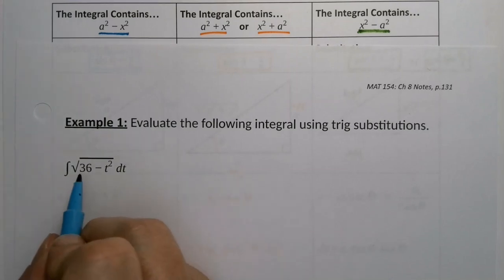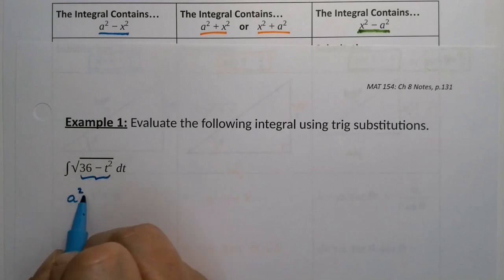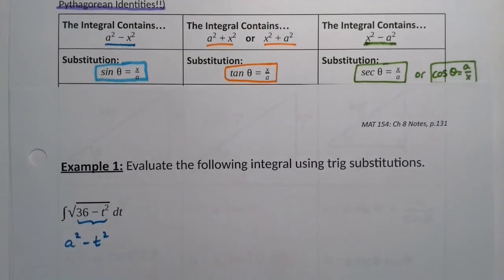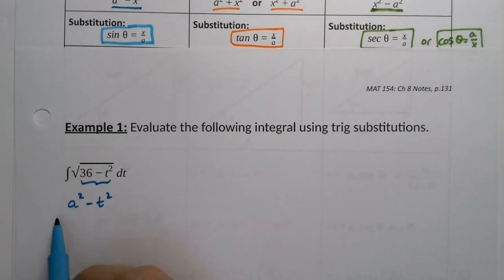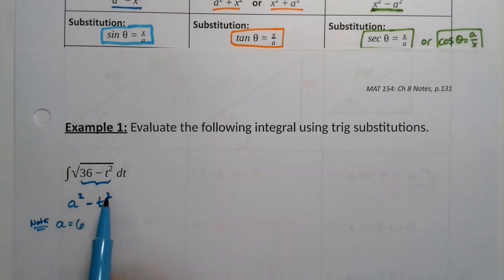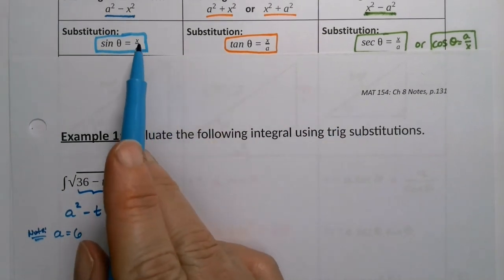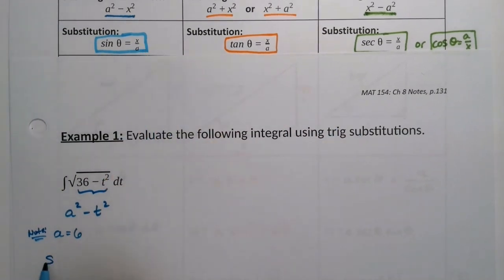Okay, so I notice that this is in the form a squared minus t squared, right? And I'm making it sneaky right off the bat because I'm using t instead of x. So if it's a squared minus t squared, I know that a is 6 because 6 squared makes 36. So I'll make a note of that. Since it's 6 squared minus t squared, I know that I will be using the substitution sine of theta is equal to x over a. So my substitution will be sine of theta is equal to t over 6.